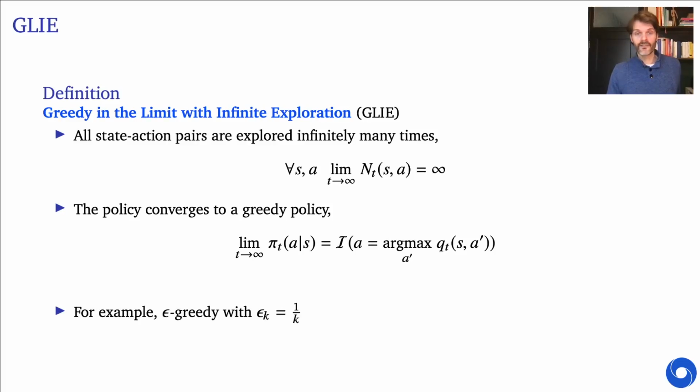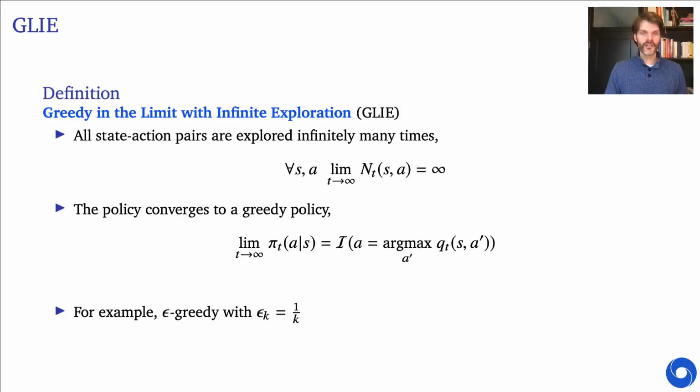For instance, if you have an epsilon greedy policy that decays the epsilon with 1 over the number of episodes, or 1 over the number of time steps in total, this would actually have both these properties if you're careful about decaying the epsilon properly. So you shouldn't decay it too fast, because then you won't be exploring infinitely often, but you should also decay eventually.